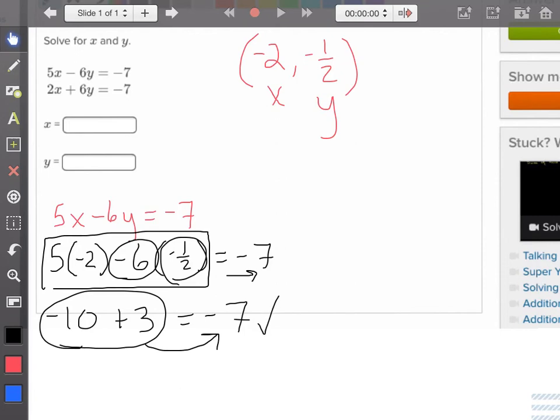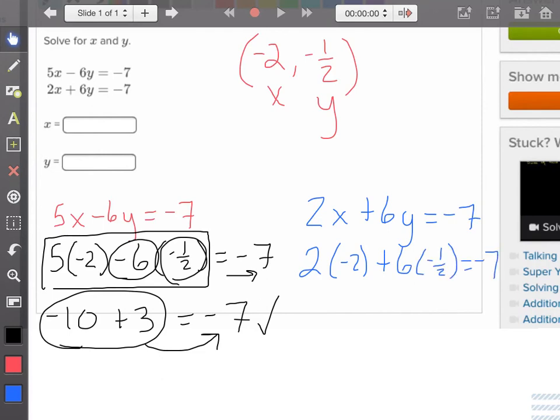But now it doesn't matter if it only works in one equation, because it has to work in what? Both equations. So I'm going to write the second equation down. 2x plus 6y equals negative 7. And I'm going to plug in my values for x and y. So I've got 2 times negative 2 plus 6 times negative 1/2 equals negative 7. 2 times negative 2 is negative 4, plus 6 times negative 1/2.